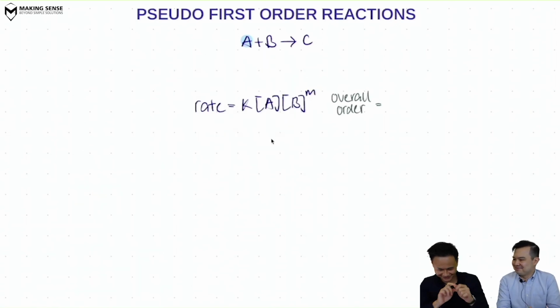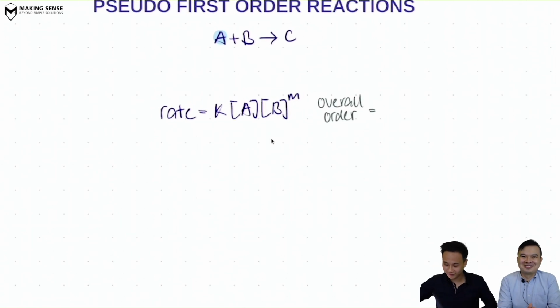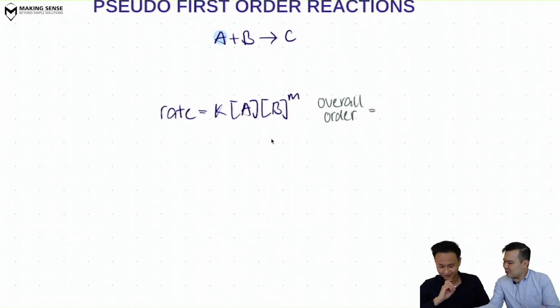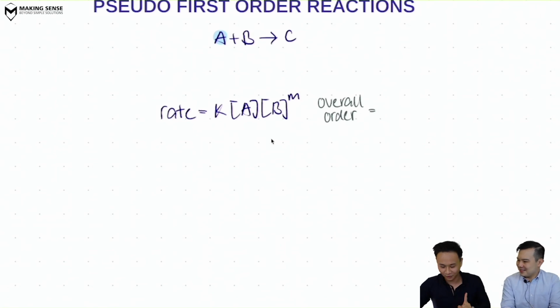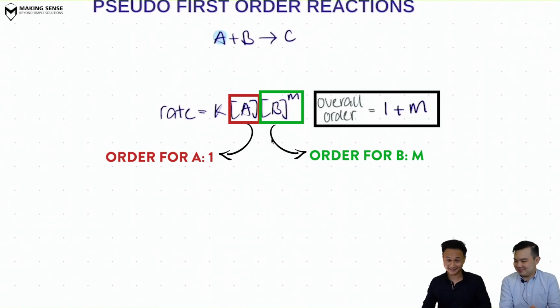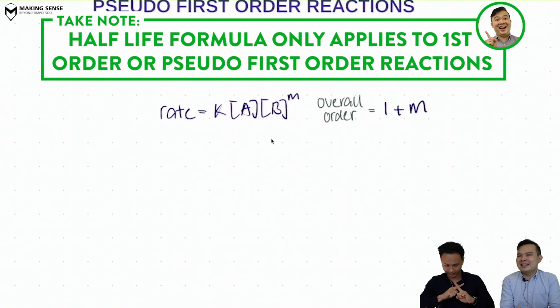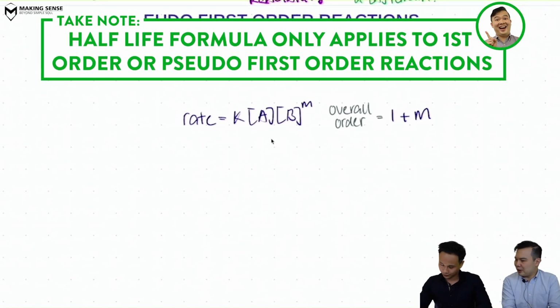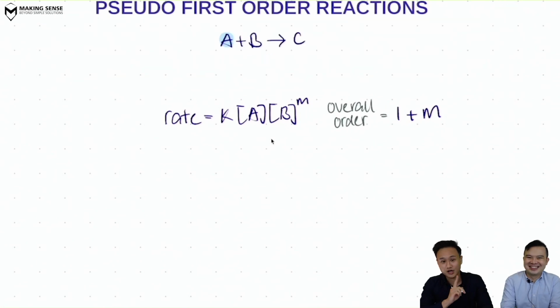Naughty boy, trying to trick me. You can't. Right. Because your overall order here, is it 1? 1 is for A, right? Yeah. Your overall order here is actually 1 plus m, because we're looking for overall order, not just the order for A, right? Exactly. And because your overall order is not 1, you cannot use your half-life formula. But I insist, I really want to use it. Can you tell me a way to do that? Rebellious. If you want, we can.